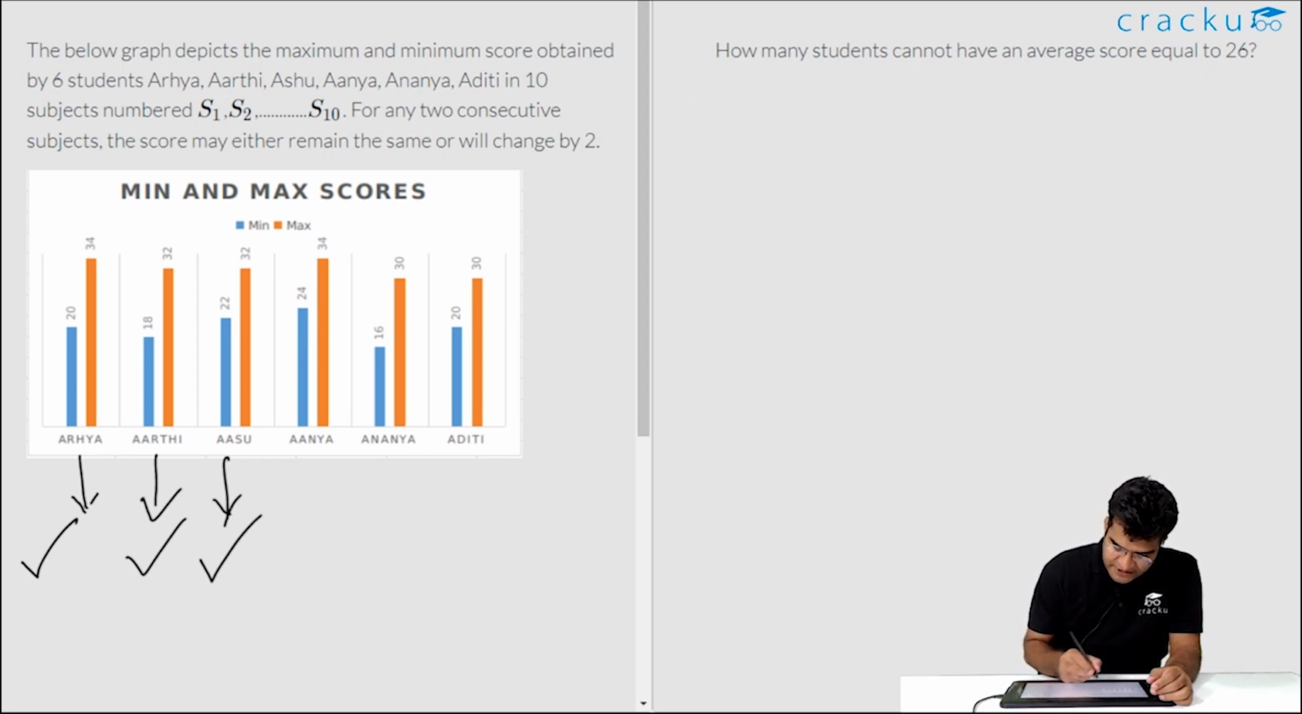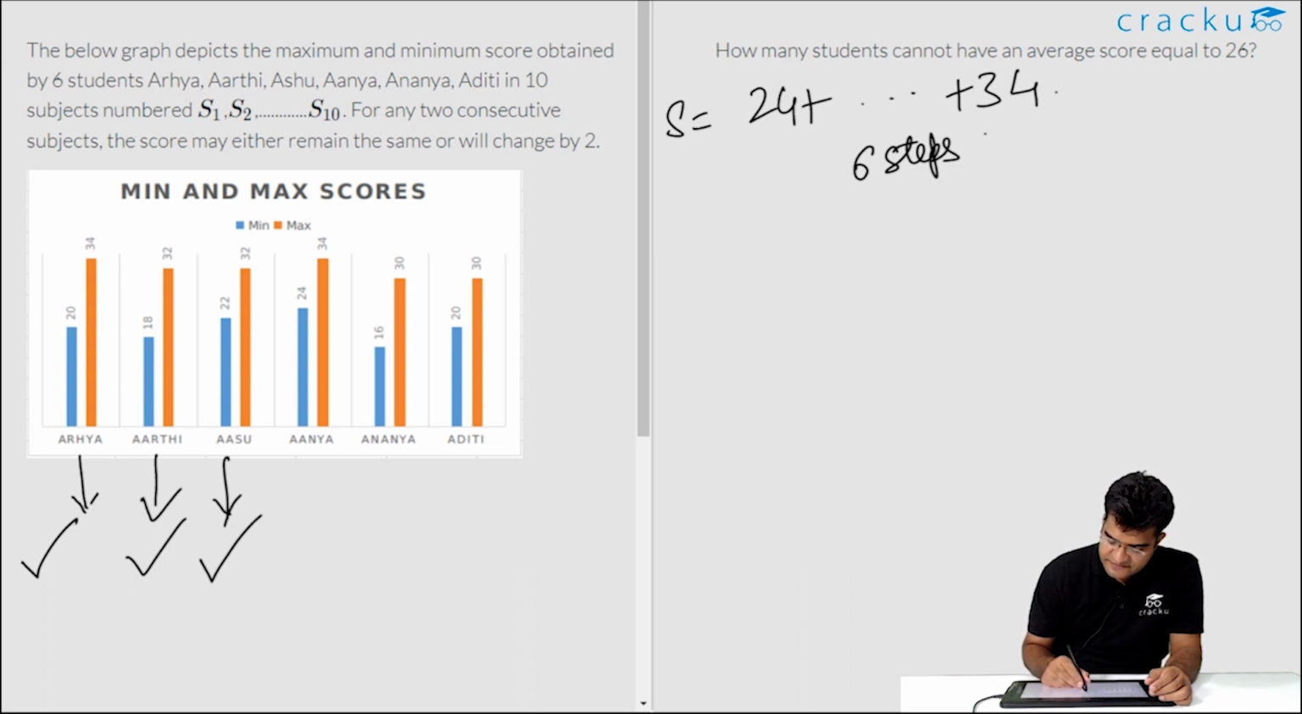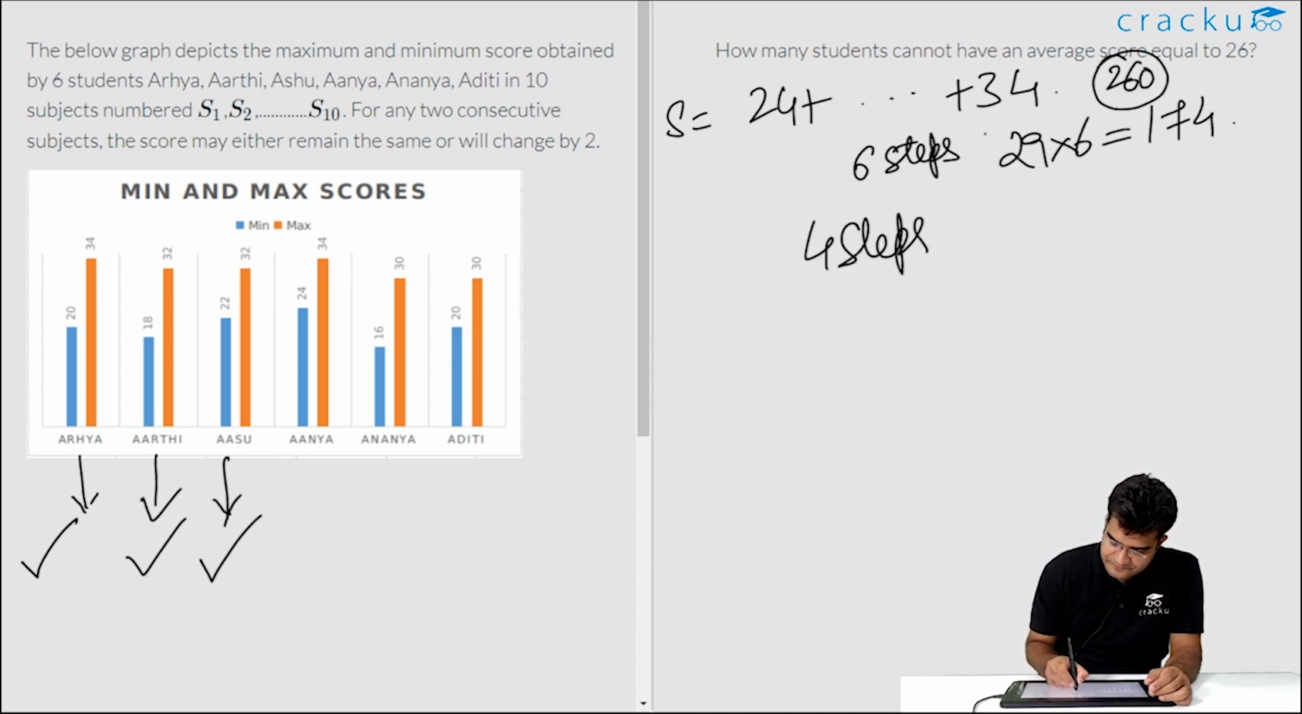Now if you are looking at Ananya, she starts with 24 and she goes on till 34. So there are again 6 steps involved. And the sum is 34 plus 24 is 58 by 2 is 29. So the sum will be 29 into 6, which is equal to 174. And the total we need is 260. So in the remaining 4 steps, she has to make 86. 260 minus 174 is 86.